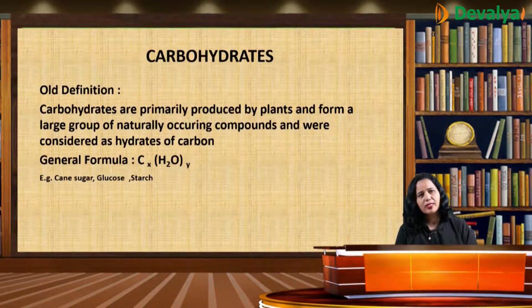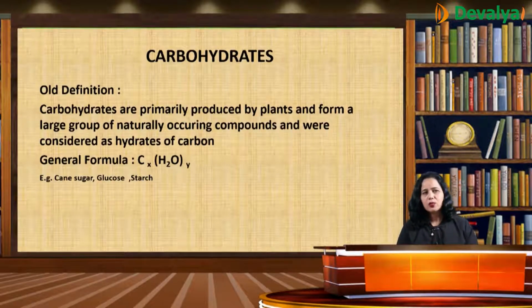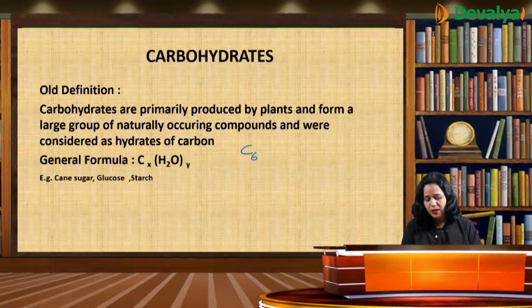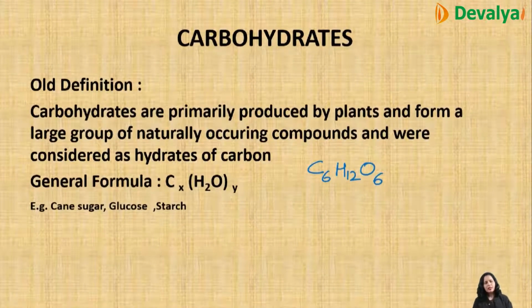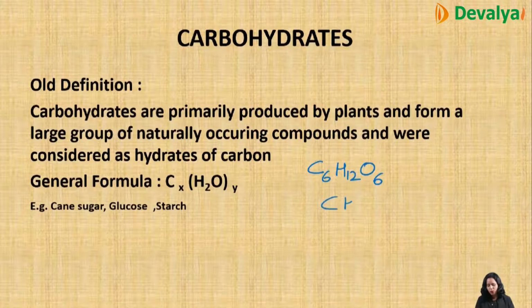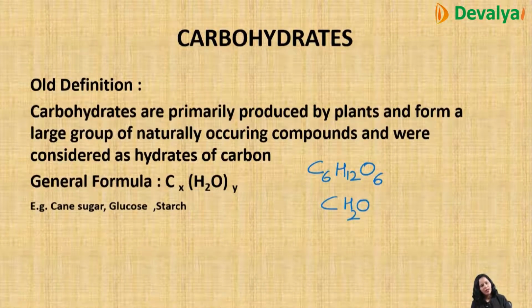Carbohydrates are primarily produced by plants and form a large group of naturally occurring compounds, and were considered as hydrates of carbon. This was the old definition. For example, if you have C6H12O6 and simplify it, it is CH2O, made up of carbon, hydrogen and oxygen, where hydrogen and oxygen are in the ratio of water.